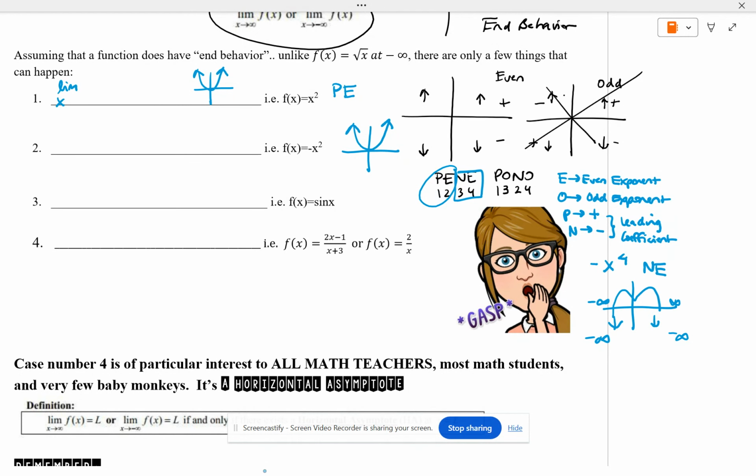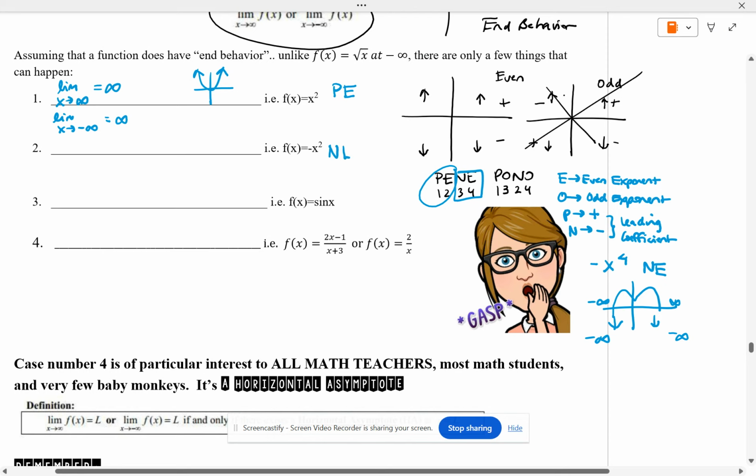So the limit as x approaches positive infinity of this graph would be what? Where's the graph headed? Infinity. What about the limit as x approaches negative infinity of this graph? Where's the graph going? Also positive infinity, right? It's going up. Let's try it in the next one.